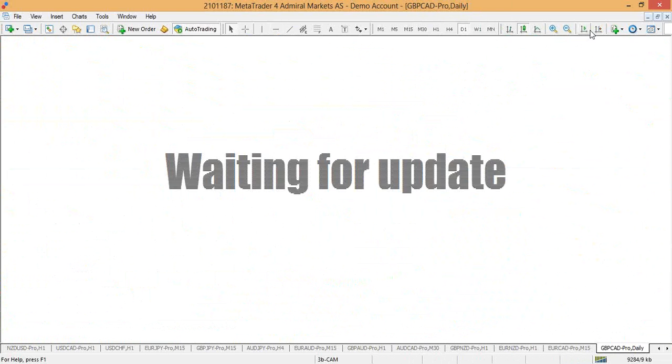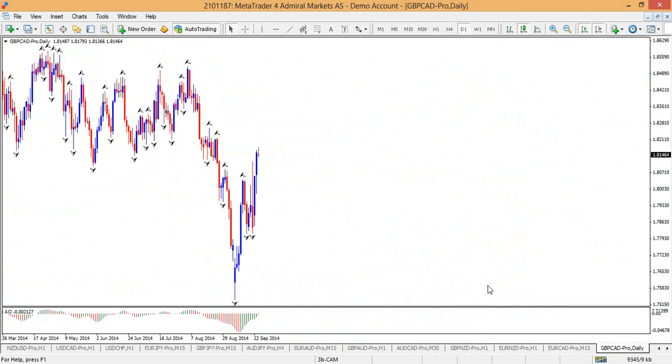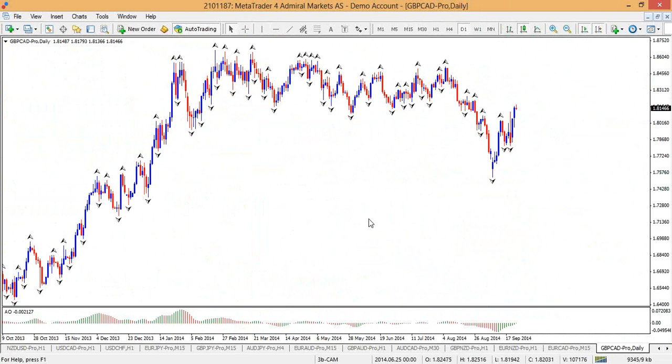Daily charts, blank charts, no tools or indicators except the fractal and AO for the moment. What do we got here on the daily chart? We got a pretty strong rebound in the pound. Pound making a sturdy rebound after it had been stuck in a huge consolidation for pretty long.